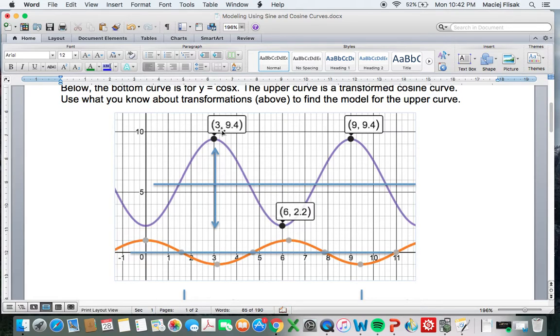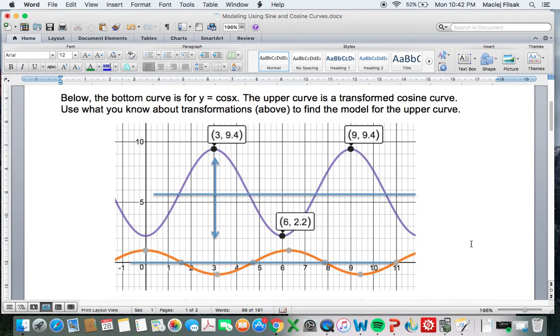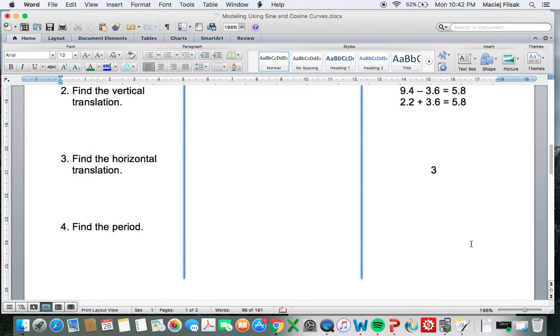Well, this one is at 9.4. It's at an x value of 3. So if it started at an x value of 0, and now moved all the way to 3, then that horizontal translation must be 3 units. All right, so let me put that in here. Horizontal translation must be 3. Okay, hope this is making sense so far. Now let's look at the bottom part.